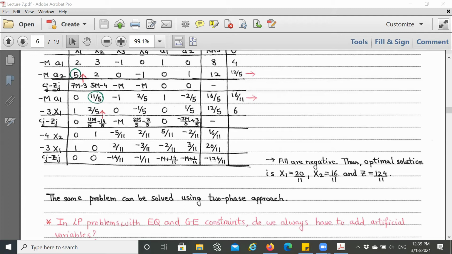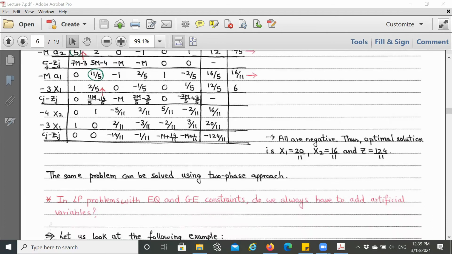Now, the same problem, I want you guys to try this out to make sure that you can solve the same problem using the big M method as well as the two-phase approach. The two-phase approach will also give you the same answer. So please try it out, and doing so will help you understand that both the methods are actually the same, and the difference is what I talked about last time. Any questions?